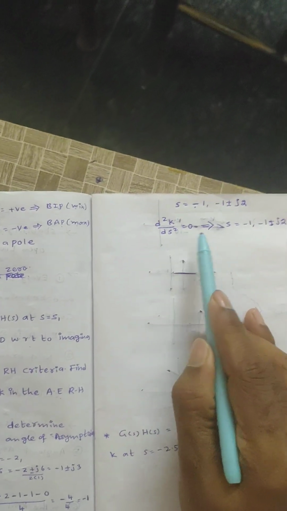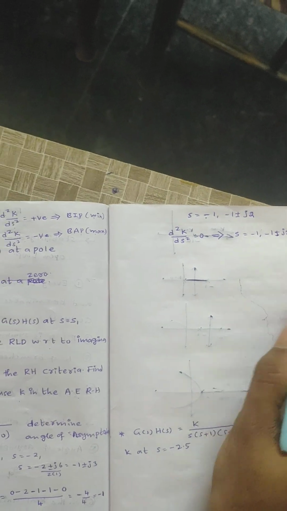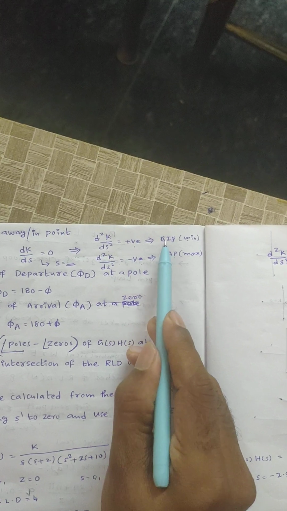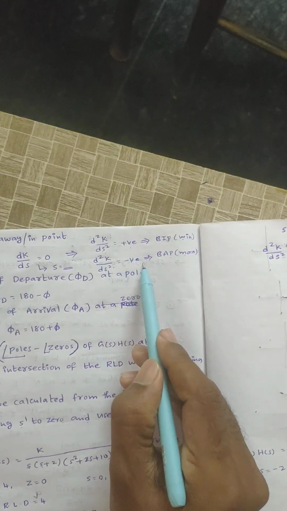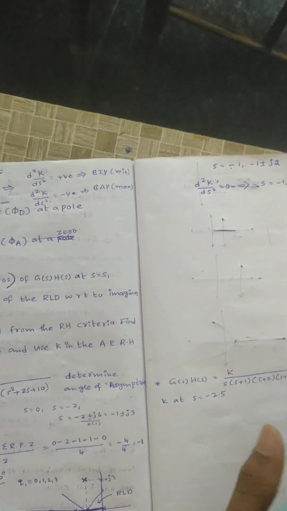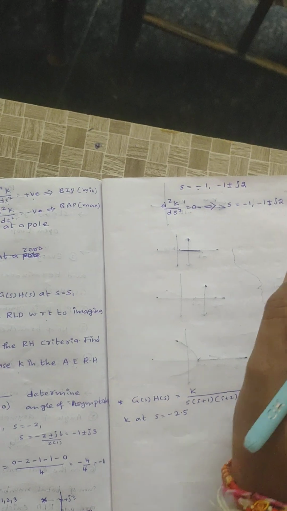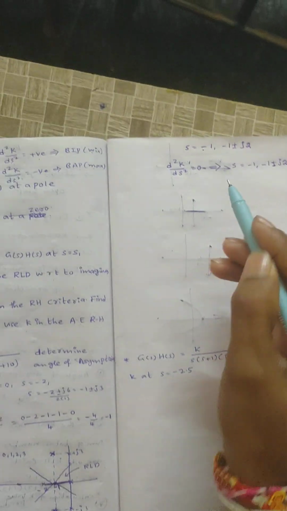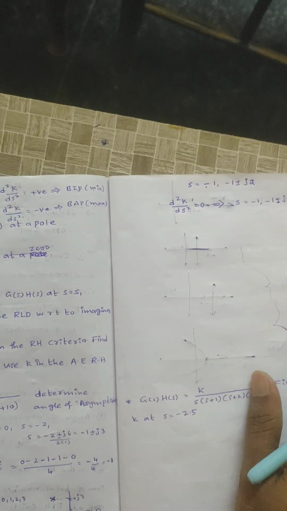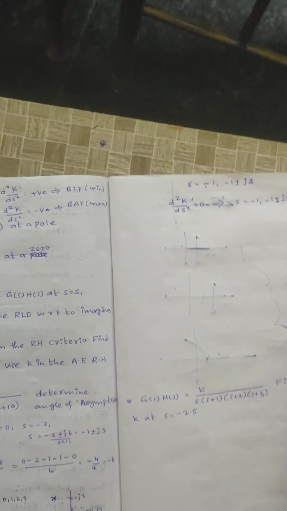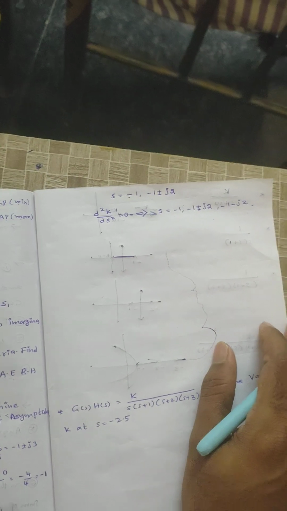Now see here, after getting this d square k by ds square, if I substitute all those values, if that d square k by ds square value is positive, then that is a break in point. If that value is negative, that is a break away point. You can simplify this equation. I am not explaining this procedure because it is complicated. This type of problem may not come, but sometimes we may directly be asked the roots. That is a possibility. In this way we can calculate break away point and break in point.